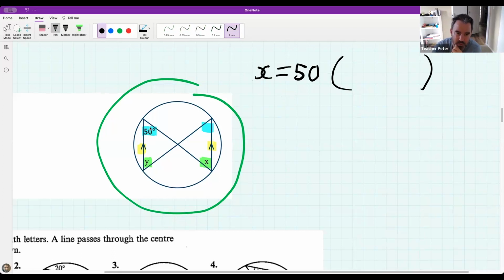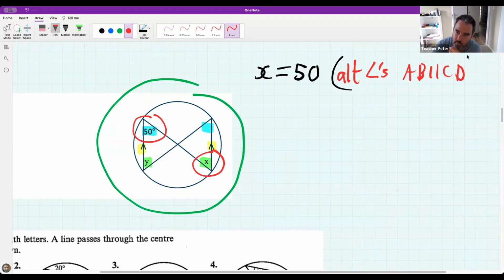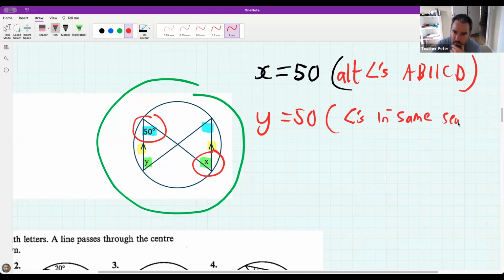What's the relationship between this 50 and this X? Yes, Numfundo, well done. Alternate angles, and then you must also name your parallel lines. They don't have parallel lines drawn here, but normally you would say whatever parallel lines you're using, and then you can say Y is 50, and that would be angles in the same segment. And then 4 marks in the bag for you.